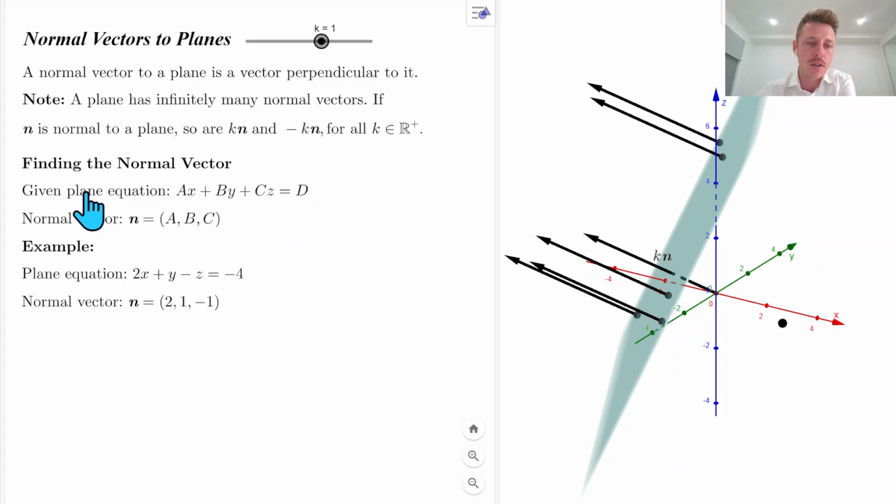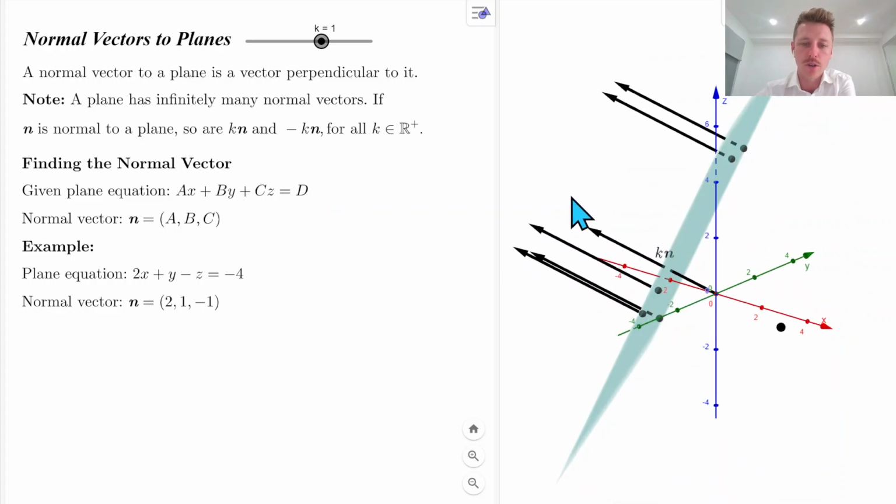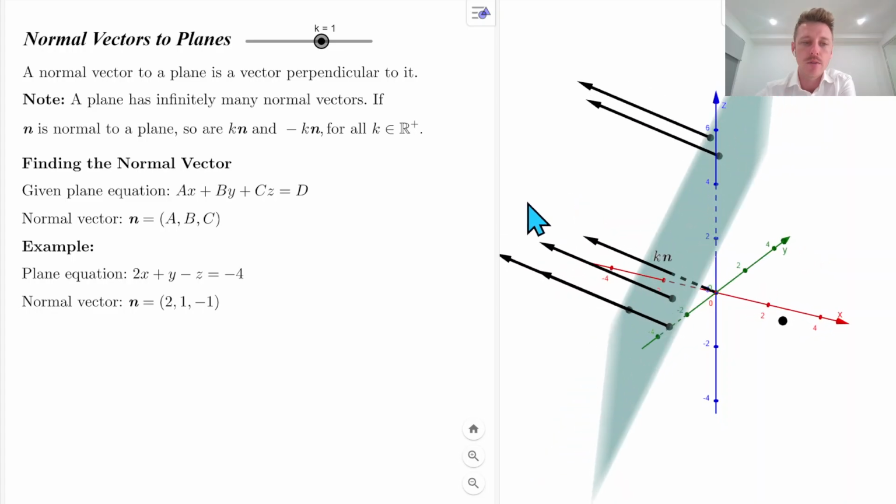Yeah, so finding the normal vector. Given some plane equation, ax plus by plus cz equals d, where a, b, c, and d are all real number coefficients. If we set up some equation like that, we know that a normal vector is given by just the coefficients a, b, and c.